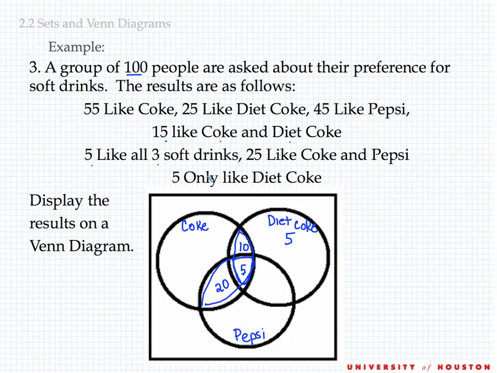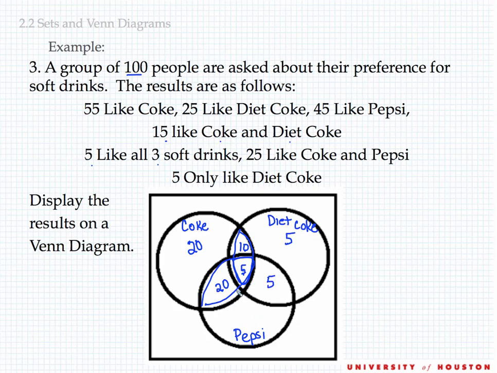Now let's go back and see what else we can fill in. 55 total like Coke. Well, so far in the Coke circle I have 10, 5, and 20. That's 35. So that leaves 20 more in the only Coke region. 25 like Diet Coke total. Well, so far in Diet Coke we have 5, 10, and another 5. That adds up to 20, so we need 5 more right there.